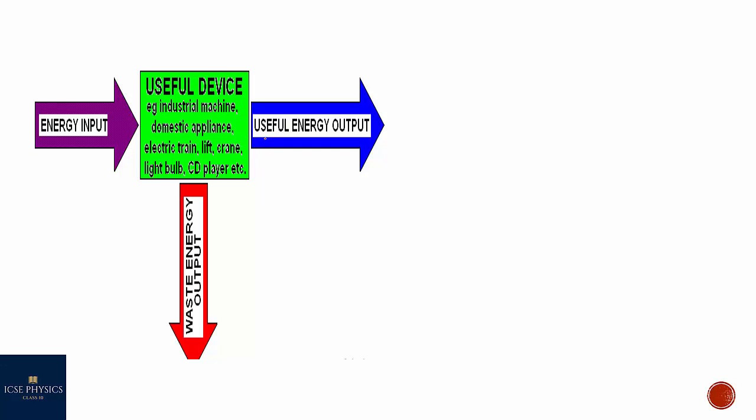Any appliance, domestic appliance like a washing machine or maybe an electric bulb, simple machines. You give an input of energy of 300 and you get some useful energy output. Let's say it's 150 and there is a waste energy of 150. According to conservation of energy, energy can neither be created nor be destroyed. It can be transferred from one form to another.